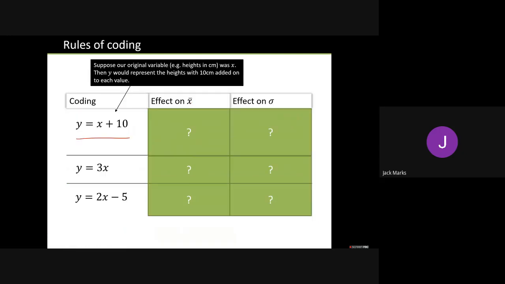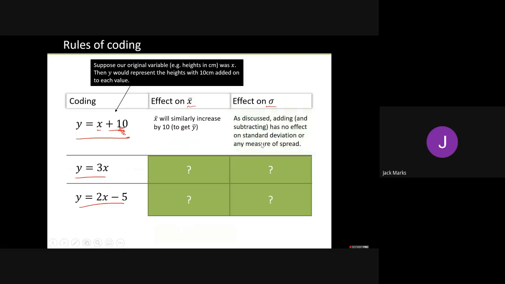So a question may look like this. Here is some code. A code is just a rule. How does this affect the mean? How does this affect the standard deviation? If we have some code where we take the original and add 10, what happens to the mean? Well, the mean is 10 higher, so the mean will increase by 10. What happens to the standard deviation? Think about the chairs. Everybody is shifted upwards by 10, but the spread remains the same. So this is unaffected.